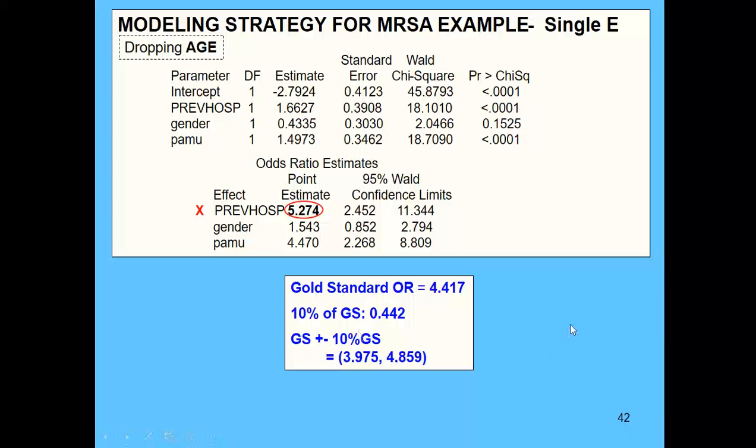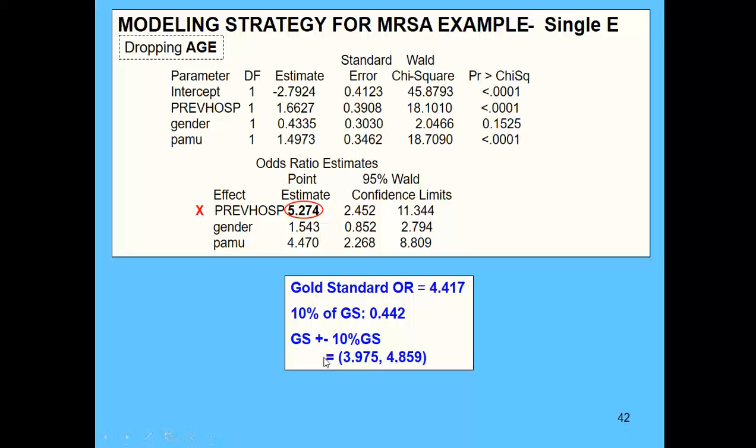So what if I wanted to use the 10% rule? What I'd want to say is, what's 10% of this value, 4.417? That's the odds ratio. Well, what I do is I have the gold standard plus or minus 10% of the gold standard, and I get a range of values, 3.975 to 4.859. What I'd have to do is take 10% of 4.417, which is 0.442. I'd add that to 4.417 and I get 4.859, and I'd have to subtract something to get the lower bound.